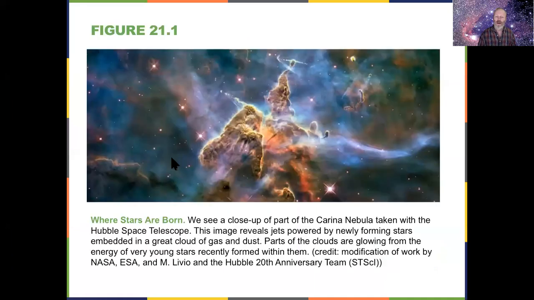Yay. We talked about interstellar media. We talked about gas and dust. We talked about molecules, atoms, and other particles that are out there. This is part of the Carina Nebula. It's a different kind of view. Often we sort of see it in a different slant.